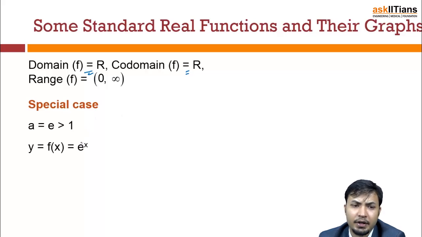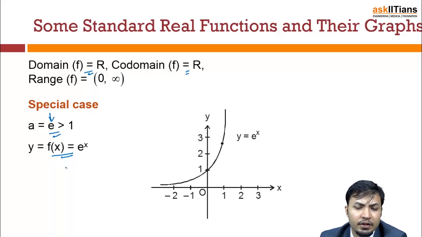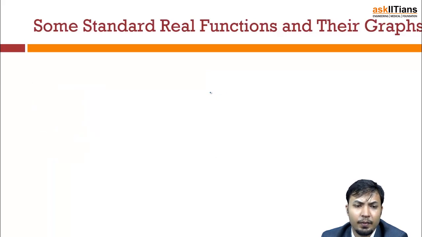Let's take a special case. Let's say a equals e, which is greater than 1. This is my exponential function. In this case, how will the graph go? It will go like this. You know the value of e is greater than 1, so the function will go like this.